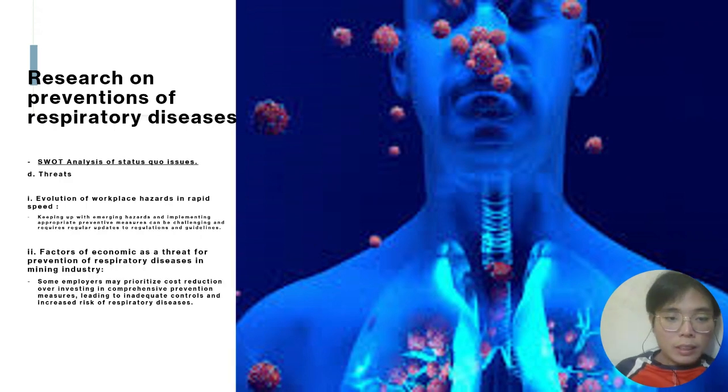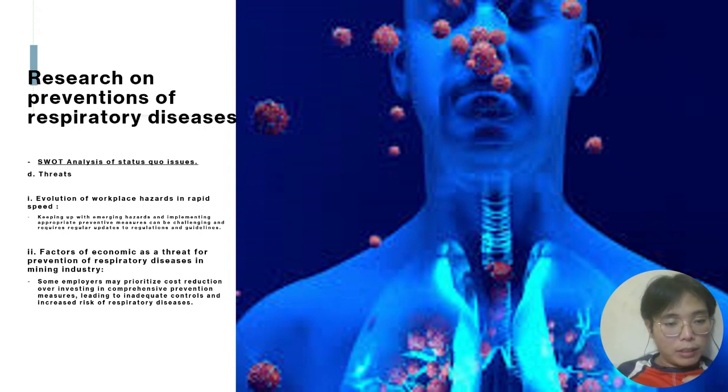Lastly will be the threats towards this research topic. The threat that can be seen is the evolution of workplace hazards at rapid speed. Take COVID-19 as an example. It's a virus that keeps evolving. To cope with the disease, all the researchers have to be updated with the current knowledge. Keeping up with emerging hazards and implementing appropriate preventive measures can be challenging, and it also requires regular updates to the regulations and guidelines, which is not easy as it involves many procedures.